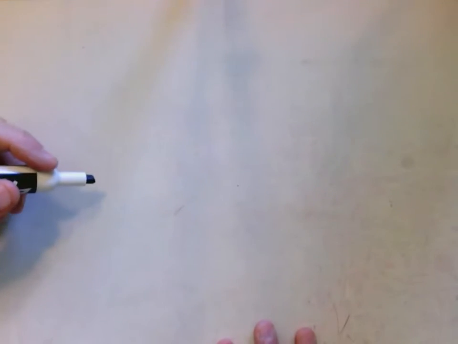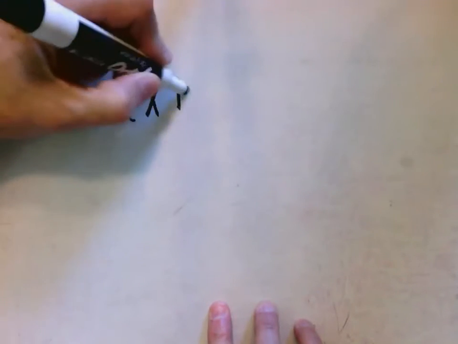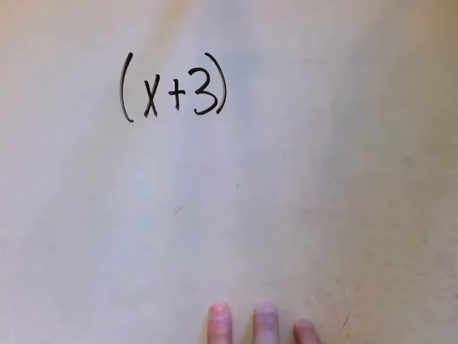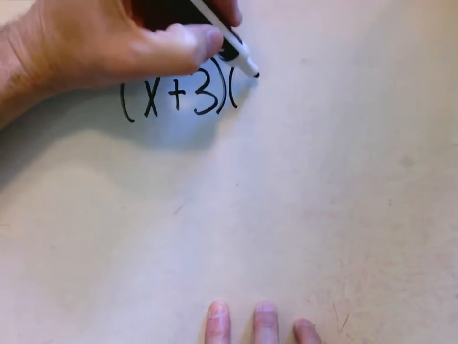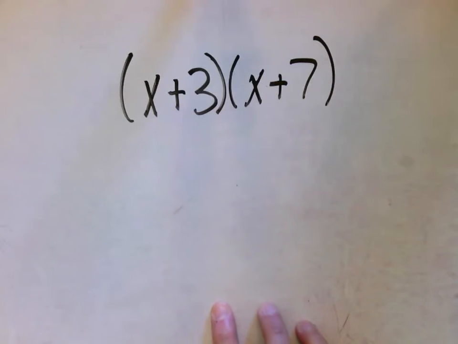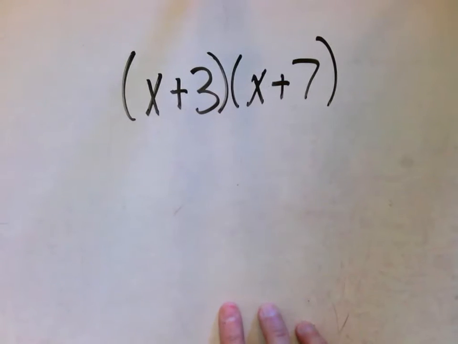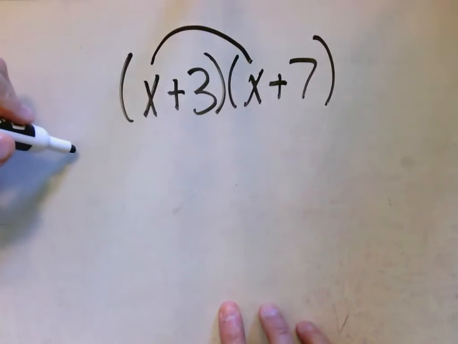So our first question that we're going to look at is going to be this one, and it's one we just wrote down. We're going to multiply the quantity (x + 3) times the quantity (x + 7). Okay? We need to multiply those two together. So here's what's going to happen. Like I said, we're going to multiply these two terms together. I'm going to write them out here.